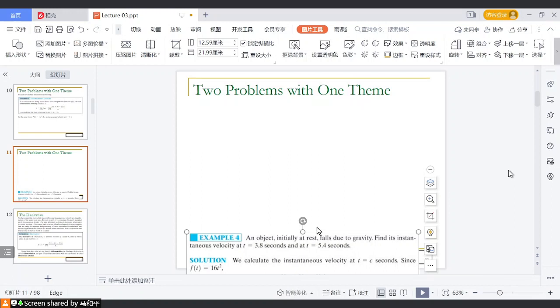Hello students online, try to finish example 4 only at 3.8. Okay, try to write the definition of the instantaneous velocity.